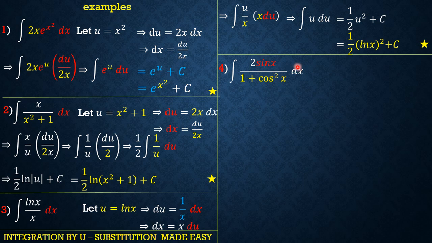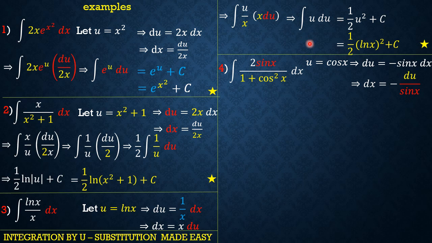Good. So let's let our u be just cosine of x. It therefore implies du gives us negative sine of x dx. Great, that's what we have. So if we make dx the subject by dividing all through by negative sine x, we are going to have dx be negative du over sine of x.